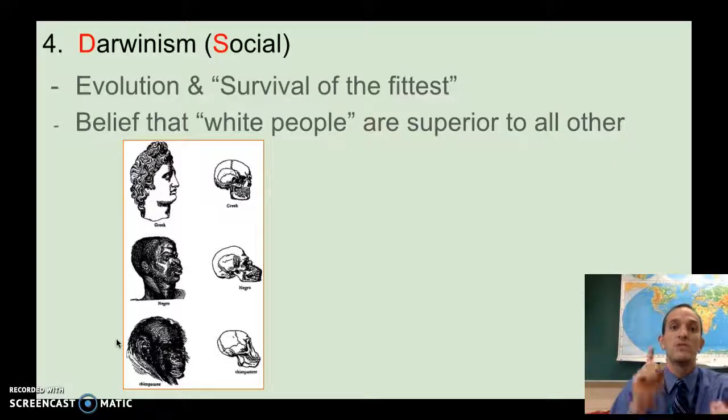So those are the four causes: nationalism, economic reasons, religion, and social Darwinism. They are the causes of imperialism. Imperialism is conquering other places.